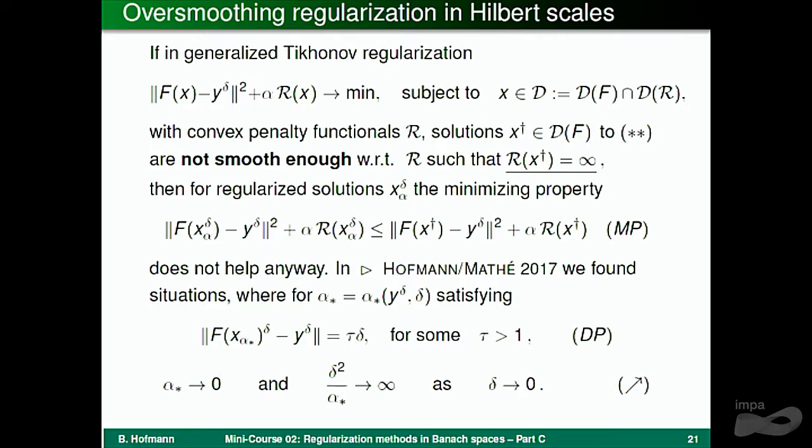Why? The minimizing property would have this form here. And in the minimizing property, the right-hand side is such that there is some R, and we know R of the solution is infinity. So this is nothing. It's not helpful. You cannot do anything with this.